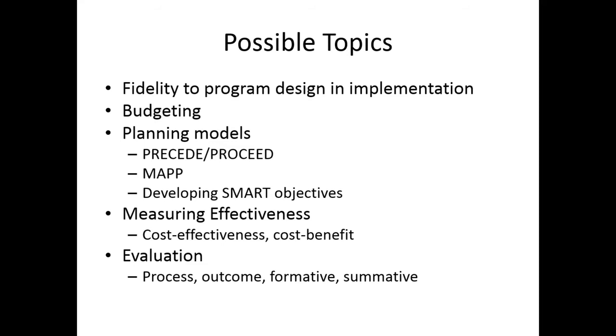MAPP is the National Association of County and City Health Officials planning model. Derived from PRECEDE-PROCEED, supported by the Centers for Disease Control, and there are other models out there. ASTHO, the Association of State and Territorial Health Officials, uses something called PATCH, and there's APEX, but again, you don't need to know every one of them, just a basic understanding of how planning models work.